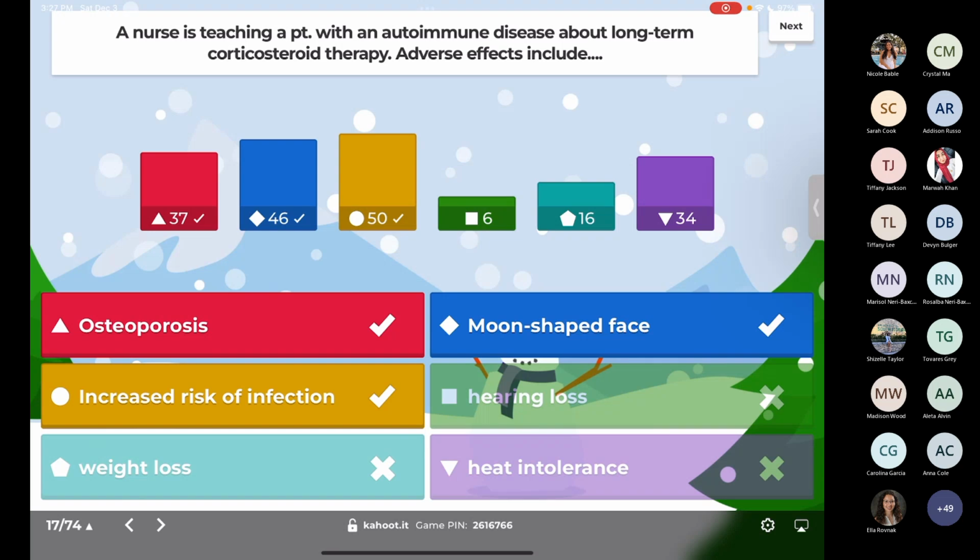All right, good job, everyone. Remember, corticosteroids help suppress the immune system. They also put my patients at risk for Cushing's. So, osteoporosis, increased risk of infection, and moon-shaped face are all correct. Additionally, these patients are at risk for weight gain as well.